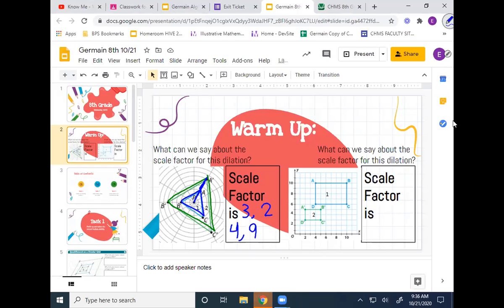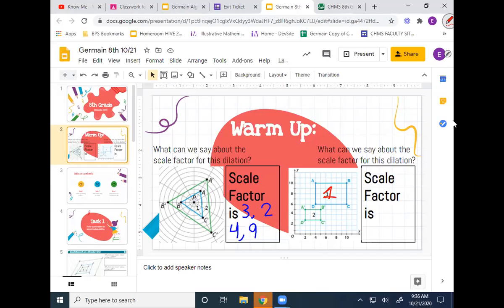because what happened to the shape when we went from blue to green? What did we notice happened? Throw it in the chat. It got bigger. Yes, exactly. Because the shape got bigger, going from the blue one to the green one, we're going to need a scale factor that's larger than the number 1. Awesome job.